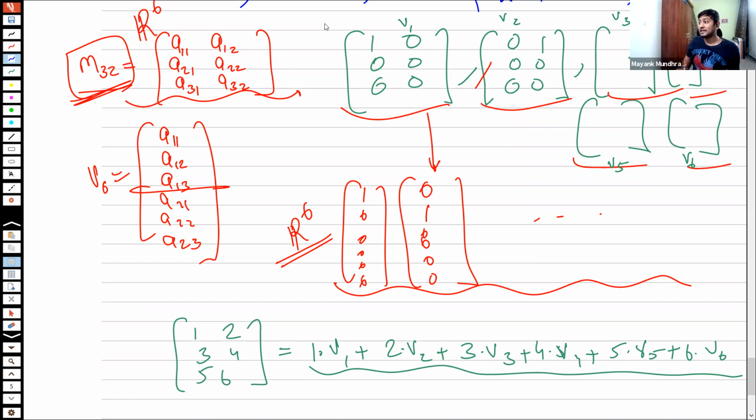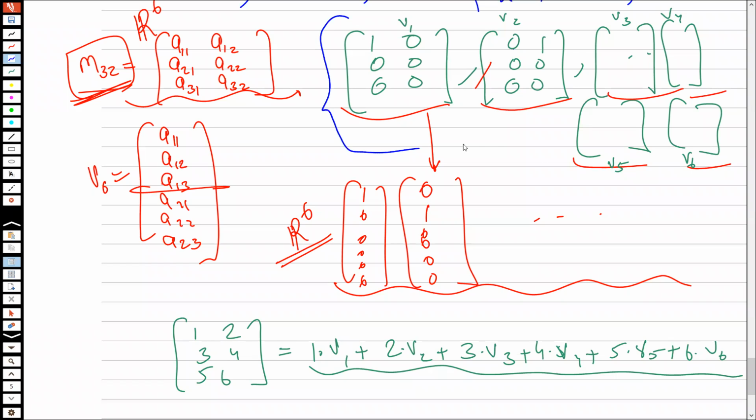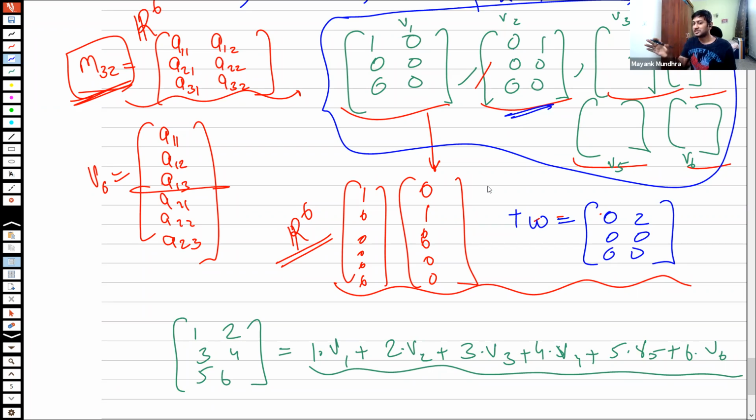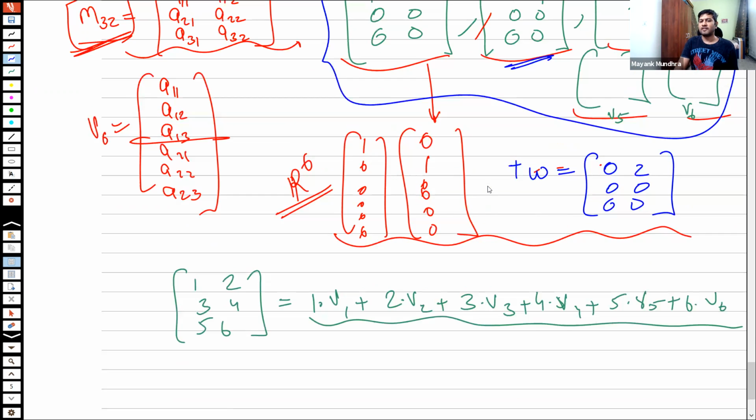The other thing is a spanning system. So suppose in this very system of vectors, I add one more vector, W, which is, let's say, 0, 2, 0, 0, 0, 0. So it is just twice V1. But now the set V1 through V6 plus W is a spanning system and not a basis. So if I want to represent the same matrix now, I can represent it as 1 times V1 plus 1 times W plus 3 times V3 plus 4 times V4 plus 5 times V5 plus 6 times V6.